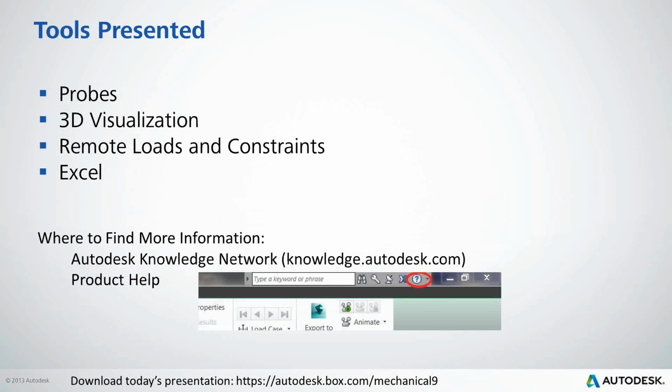Now there are some tools that I'll be using. We'll be using probes to easily visualize the results when we extract the information, and then a minor thing, 3D visualization, we'll be playing with that for the beam elements. Remote loads and constraints, another really important tool, and Excel. Nothing too fancy with that, just to track our information and to use it to transcribe from the full model to the small model. But if you'd like more information on most of this stuff, you can find more on our knowledge network at knowledge.autodesk.com, or even use the in-product help by clicking the question mark in the upper right-hand corner of Simulation.